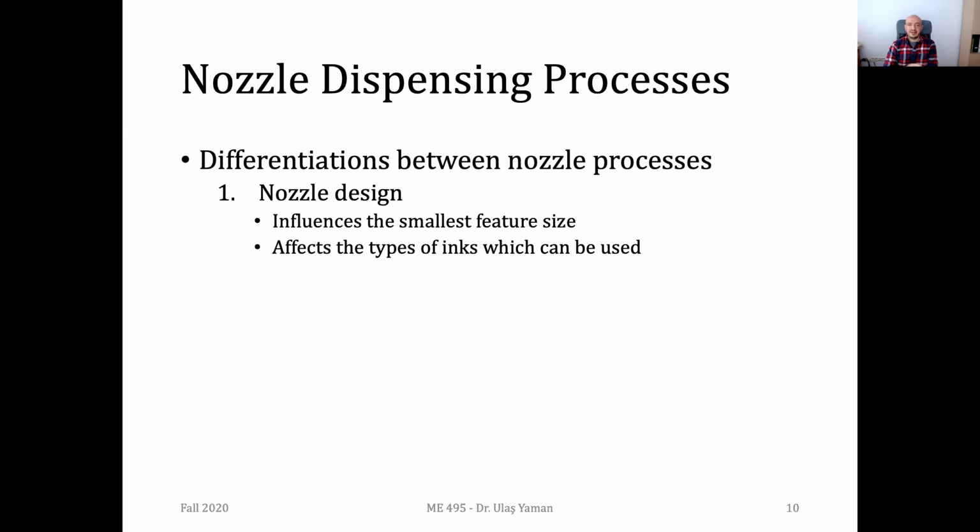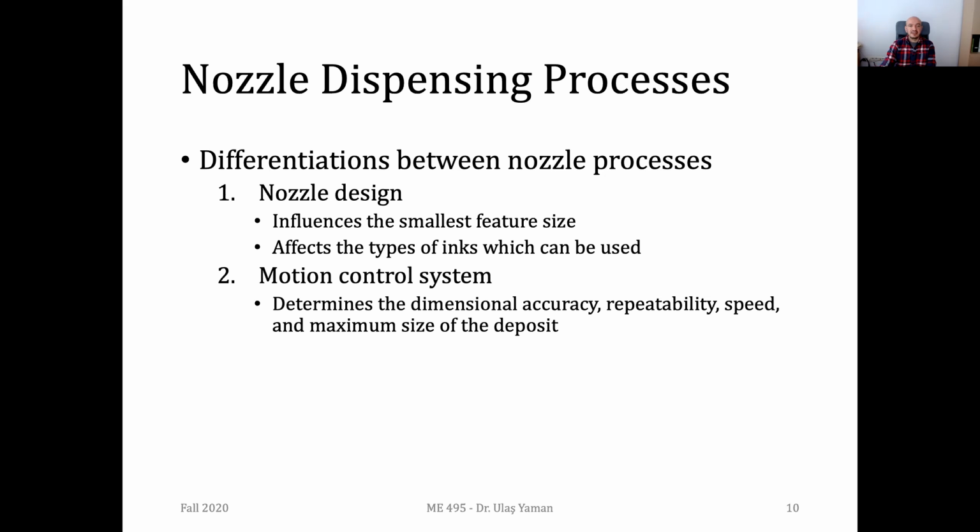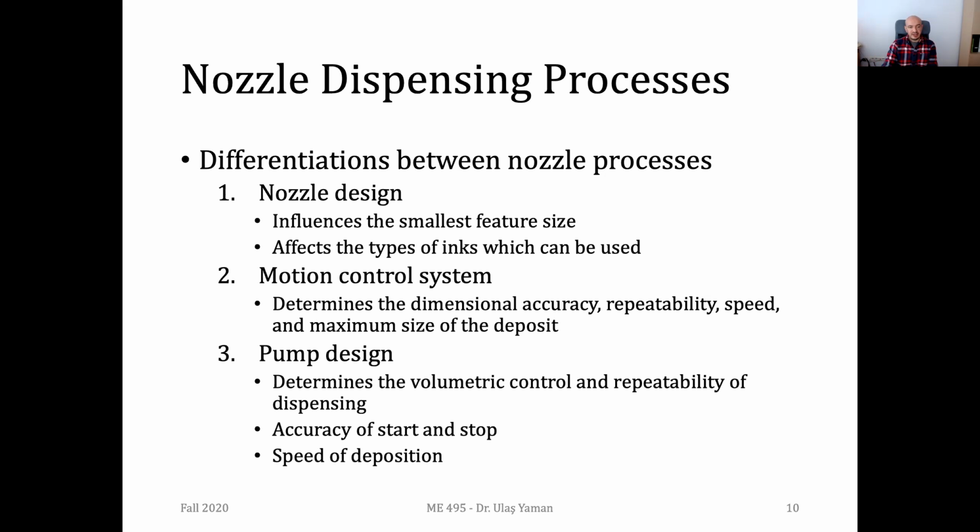And in terms of the nozzles, we may have various designs. The nozzle design may affect the size of your little features, and also it will affect the type of inks you can use in your application. And then we might have some difference in terms of motion control system. If you have highly accurate motion control, then that means your resolution will be decreased and your accuracy will be improved. And the pump design is also important in these nozzle dispensing systems. It actually affects your repeatability and the quality of the deposited material.